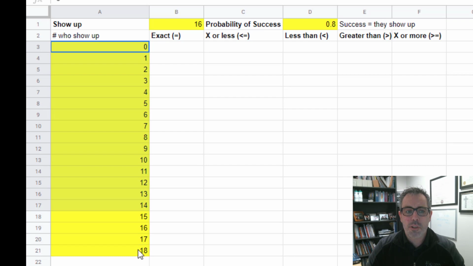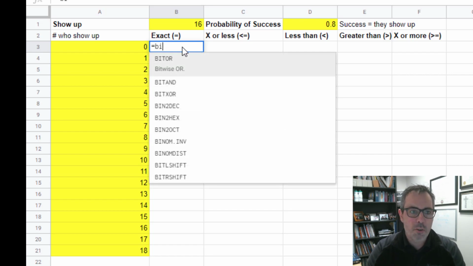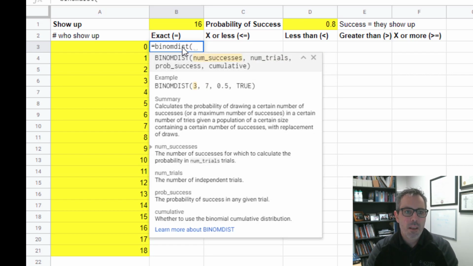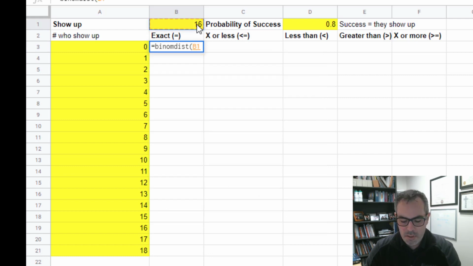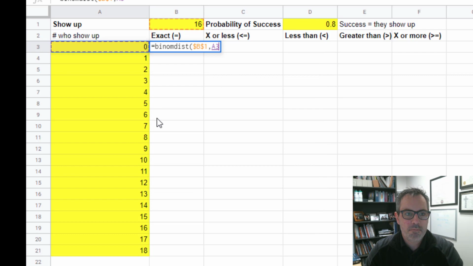Like you can't do it for anything less than 0. I just put it in here to show you that I could go through and say, here is a binomial distribution. And I am going to say, I want to know how often are 16 people going to show up. So I clicked on the 16. I'm using the F4 to lock in that number 16. 16 people show up if I sell 0 seats.